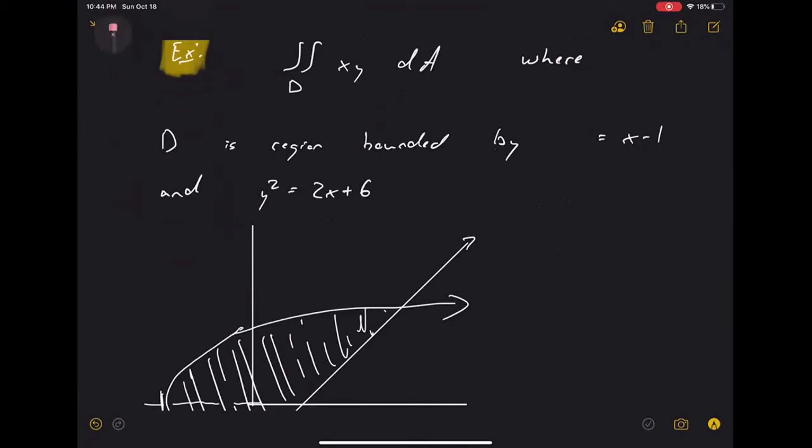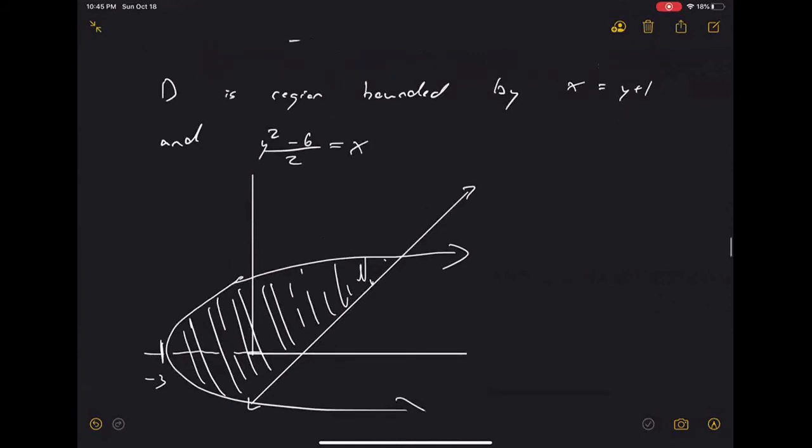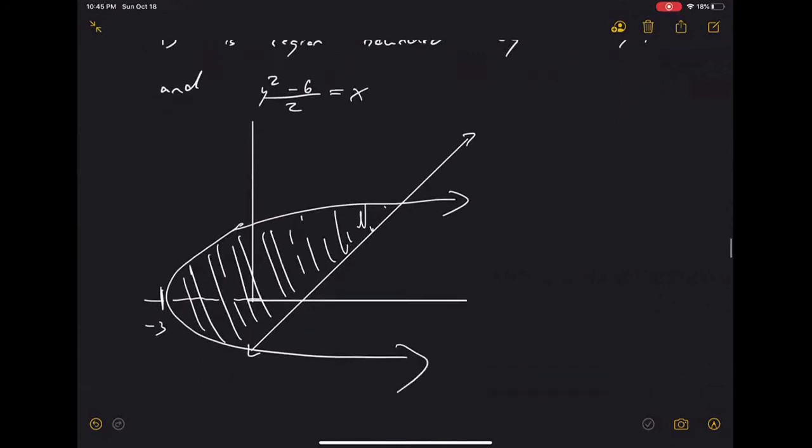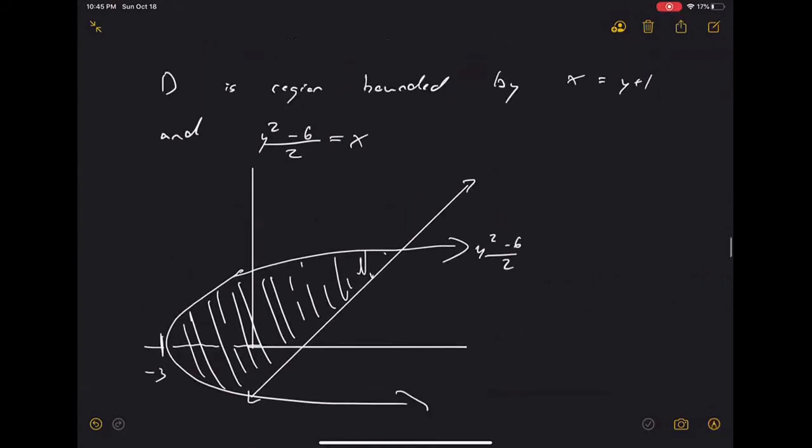And we could have just as easily written, let's see, and let's just rearrange it a little bit to make it more clear. So let's use these bounds. So our x values are bounded by these curves. This is y squared minus 6 over 2, and this is y plus 1.